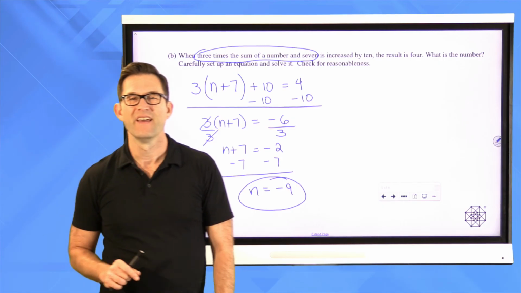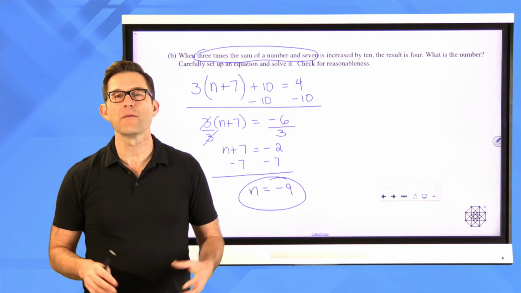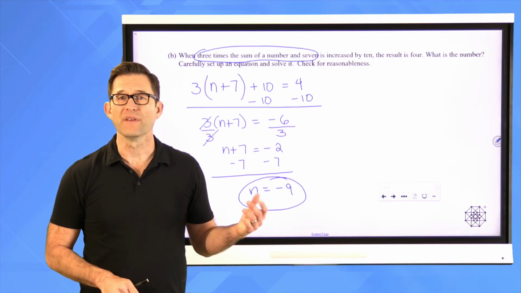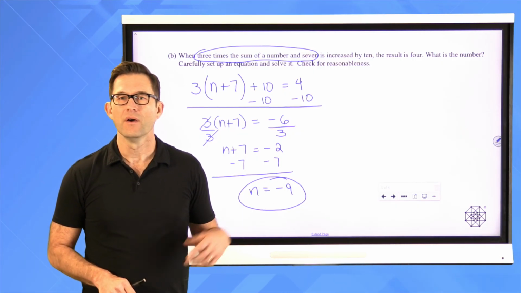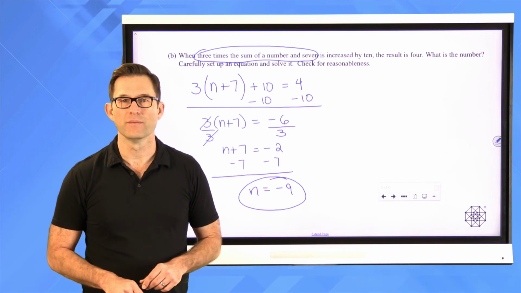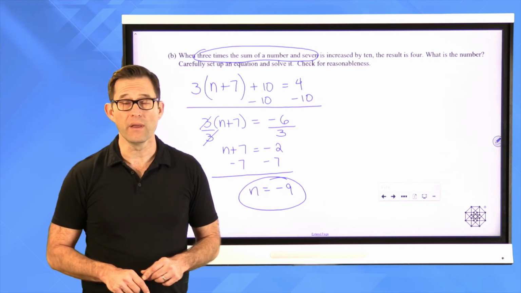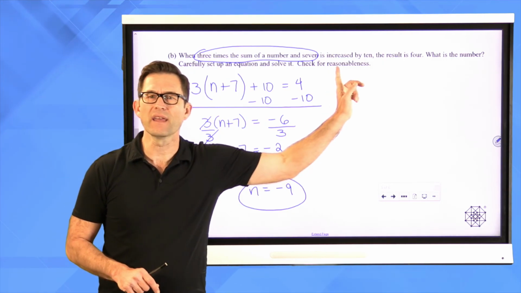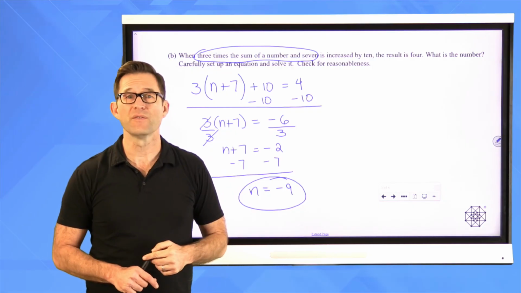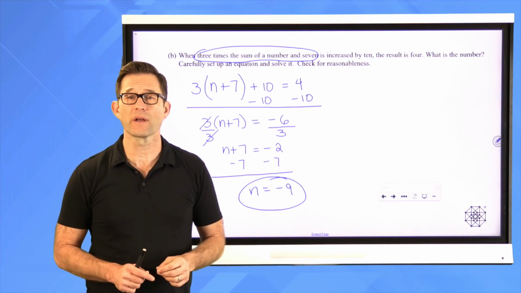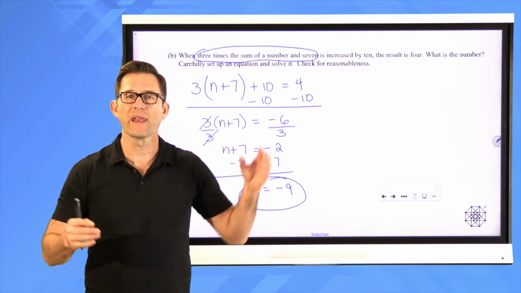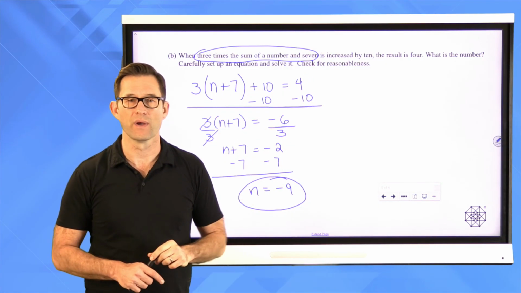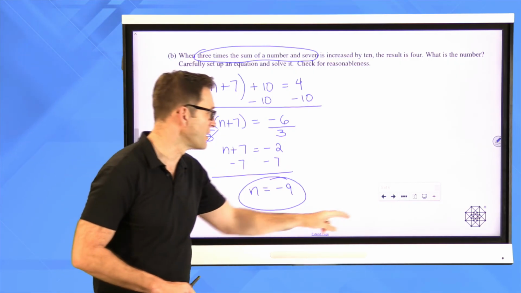Now, it is a little bit harder to think about how reasonable this answer is because it's negative, but we can still do it. We've got the sum of a number and 7. Well, negative 9 plus 7 is negative 2. If I then multiply that by 3, 3 negative 2's is negative 6. And if I take negative 6 and I increase it by 10, I get up to 4. So it's the correct answer. And notice again, I was working that out from the verbal description rather than just substituting it back into this equation. All right, let's wrap this lesson up.